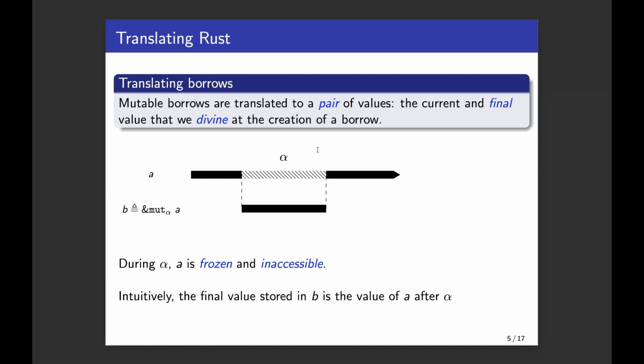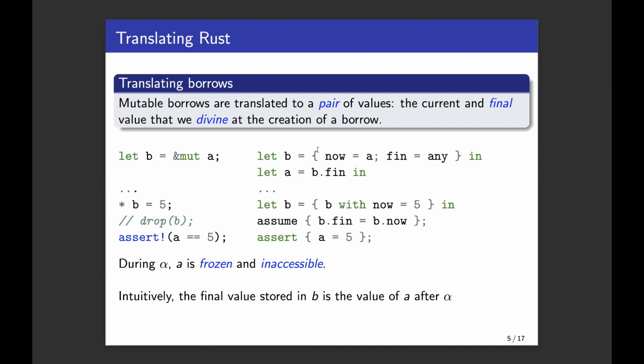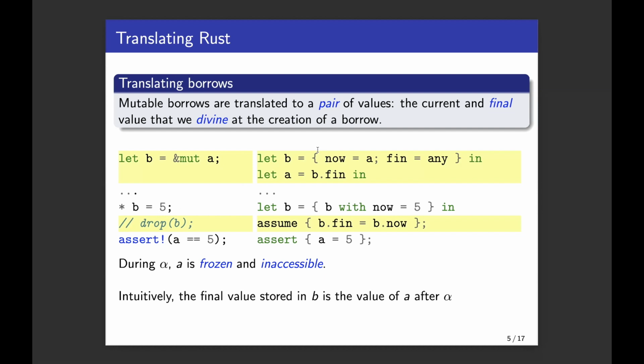And so that's exactly the intuition behind our translation, where the moment we create our borrow B from A, we're going to make a non-deterministic choice and guess the final value of our borrow. We're going to immediately give it back to A, the variable we just borrowed. So we're just updating A in advance of any changes we'll make to B. And so then all we have to do is continuously work with B, do all of our mutations. So for example, assign 5 inside of B.